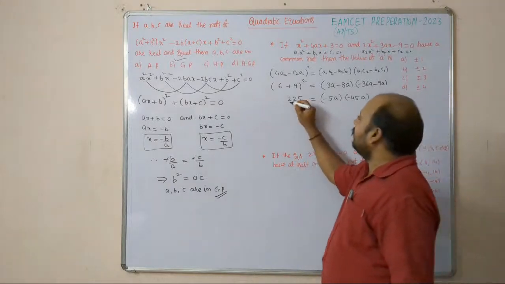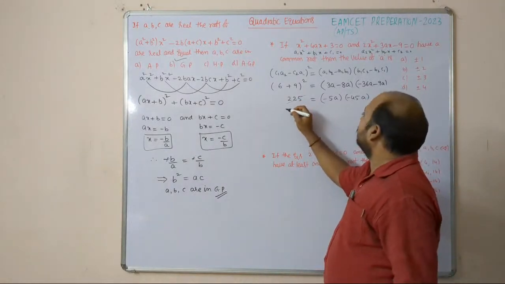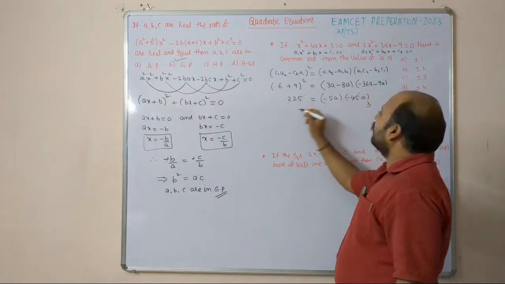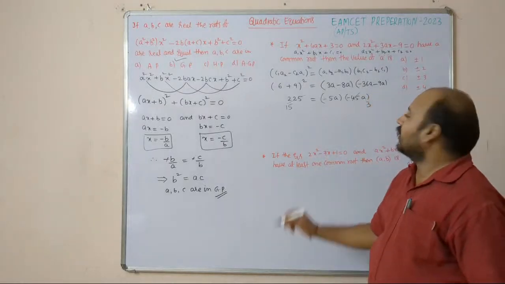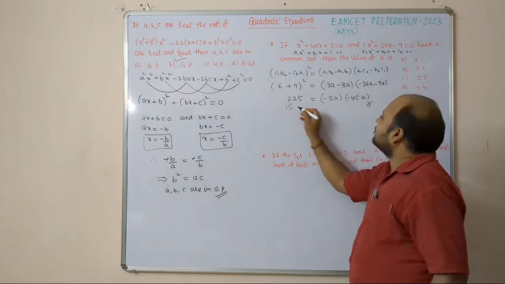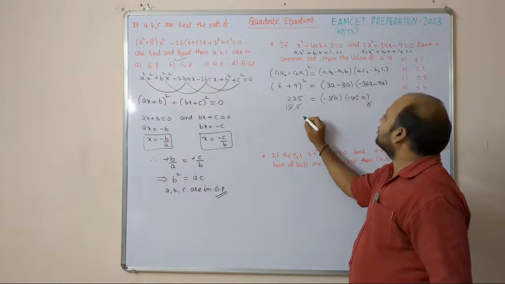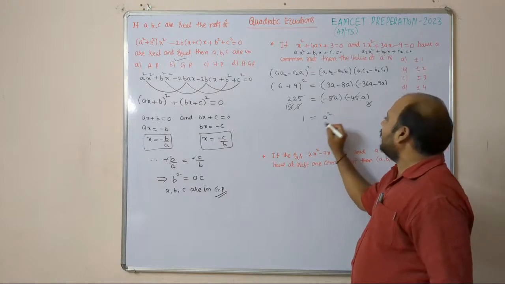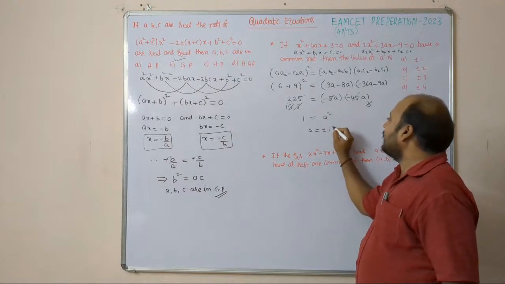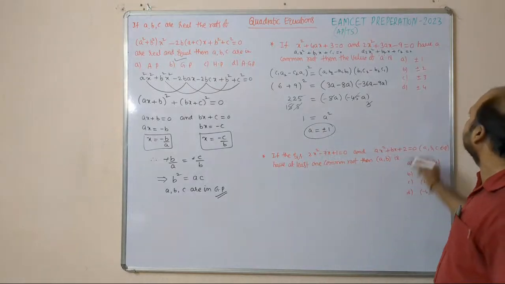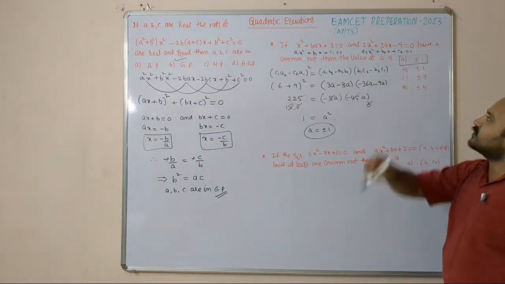So 5 times 45 is 225, and 15 squared is 225; after cancelling, 1 is equal to a square. a equal to plus or minus 1. I hope you understand this, students. So it is there in the first option.